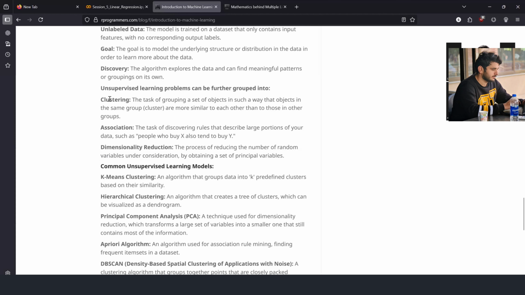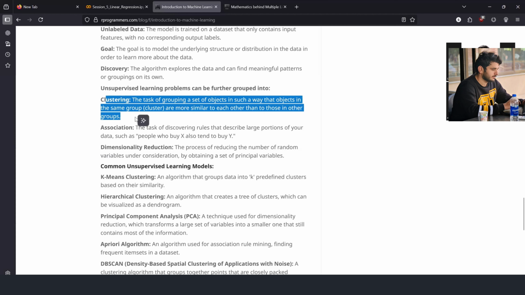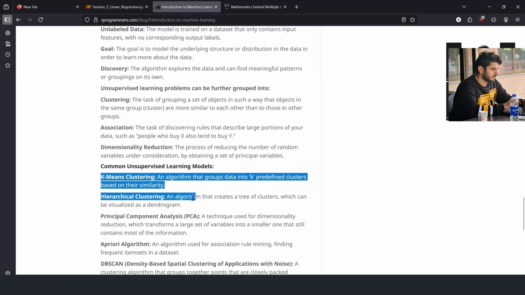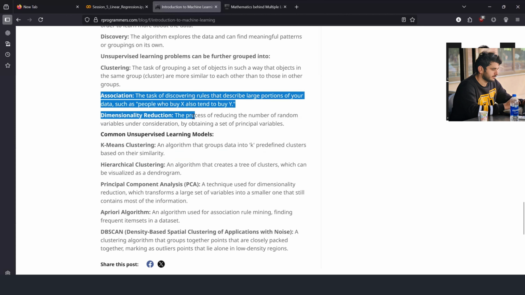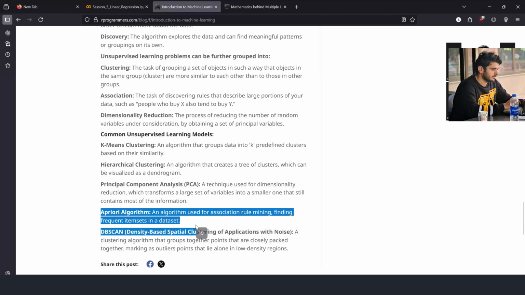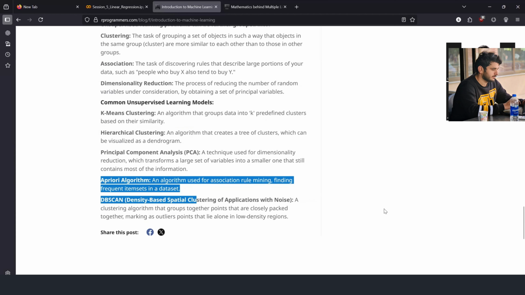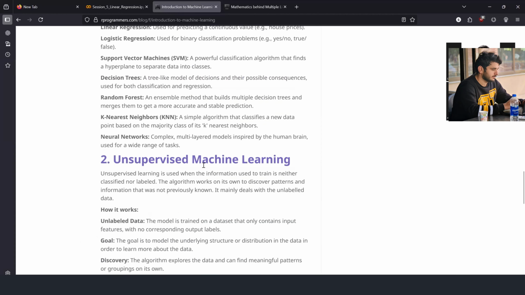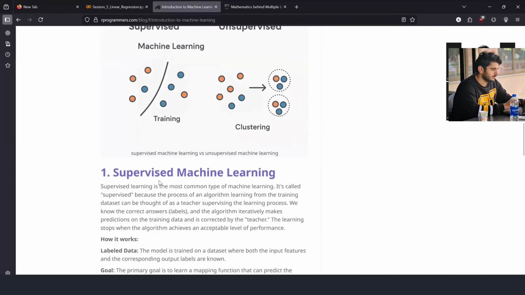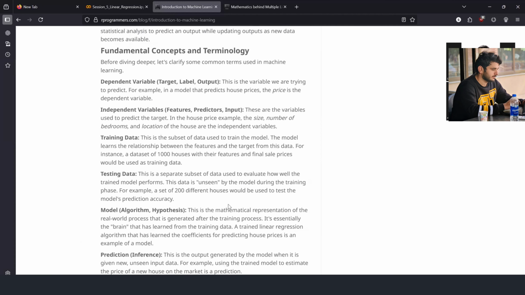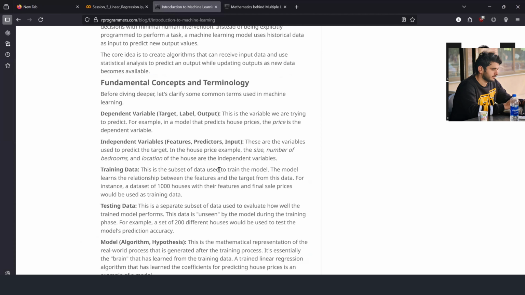If we are talking about clustering, we go with k-means clustering and hierarchical clustering. If we are talking about association rule, we go with the Apriori algorithm. And if we're talking about dimensionality reduction, we will basically talk about principal component analysis. Now, this was the basic introduction of unsupervised machine learning, supervised machine learning, and the fundamental terms and concepts.